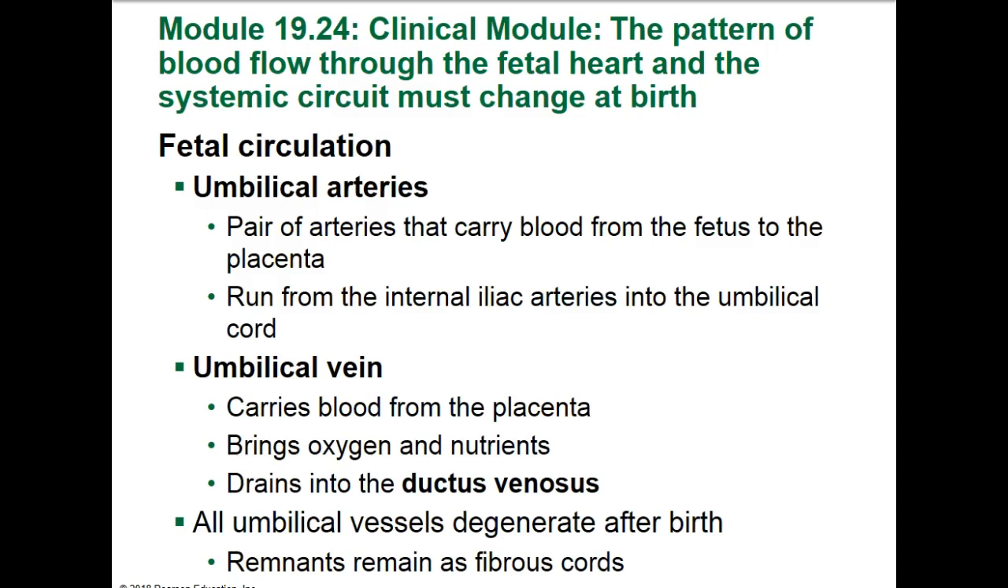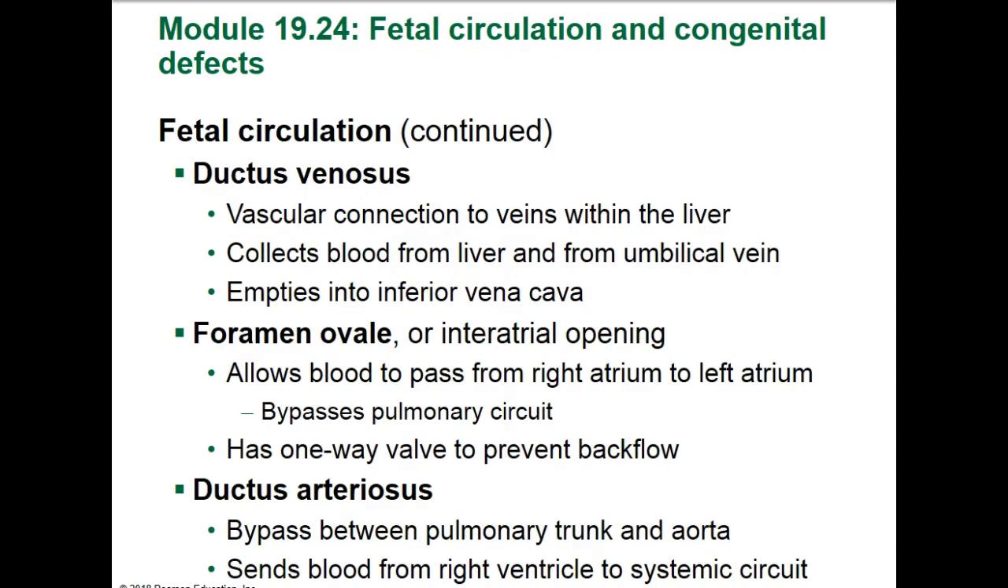All the umbilical vessels do degenerate after birth, but there's still some remnants that we call the fibrous cords. The ductus venosus, this is the vascular connection to the veins within the liver. It collects blood from the liver and from the umbilical vein. It empties into the inferior vena cava. The foramen ovale, also called the interatrial opening, allows blood to pass from the right atrium to the left atrium. It bypasses the pulmonary circuit. It just has a one-way valve that prevents backflow.